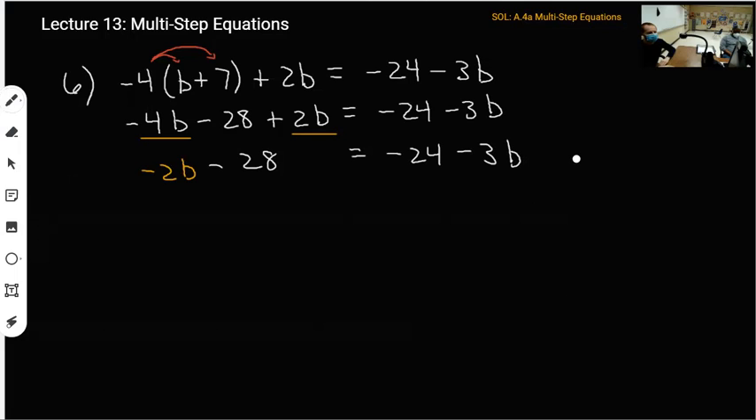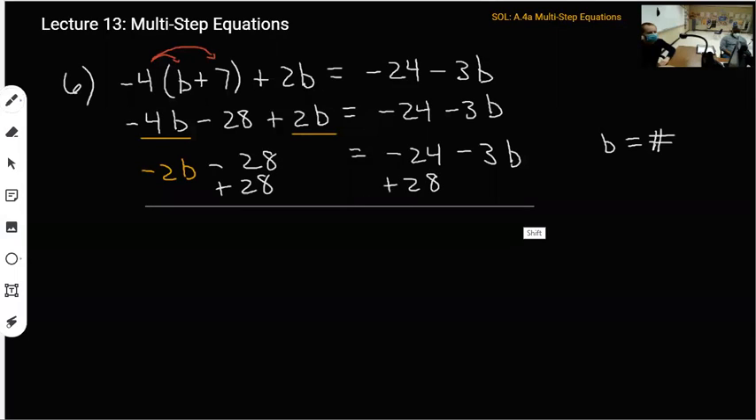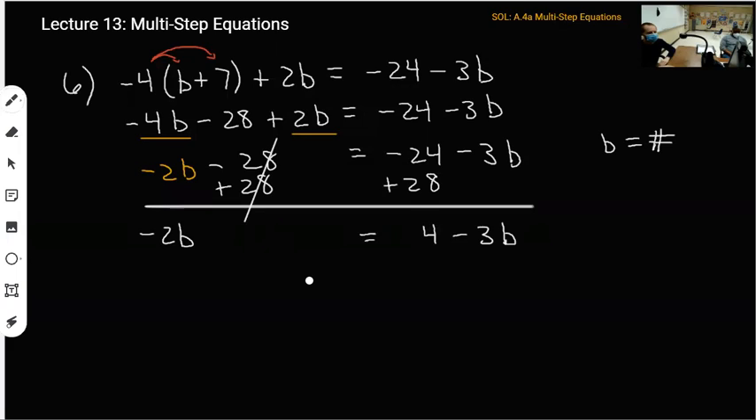Okay, so now I'm at that point where I want to get all the b terms on one side, and I want to get all the regular numbers to the other side. So I'm going to add 28 to both sides, add 28. And what that's going to do is it's going to get rid of all the numbers on the left side so that I'm left with everything else on the right side. So what I did was I got rid of the negative 28.